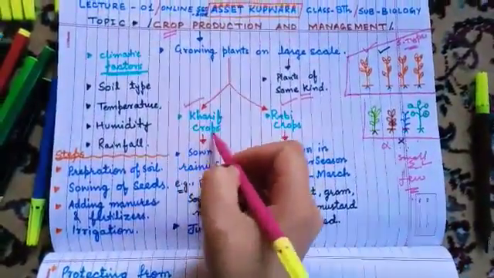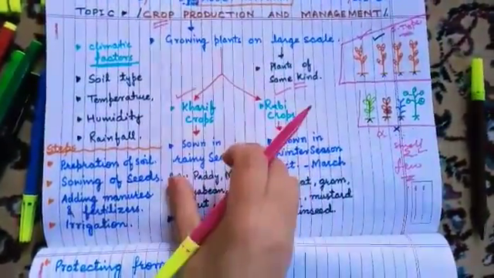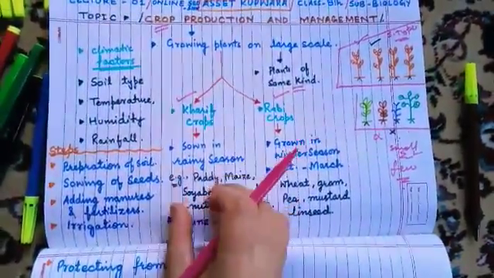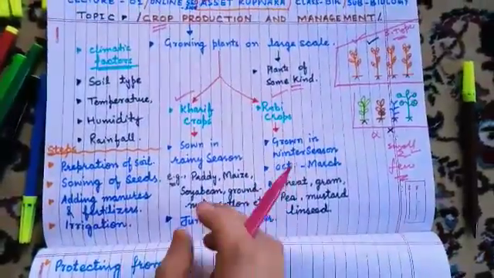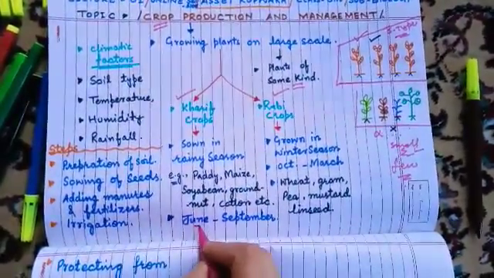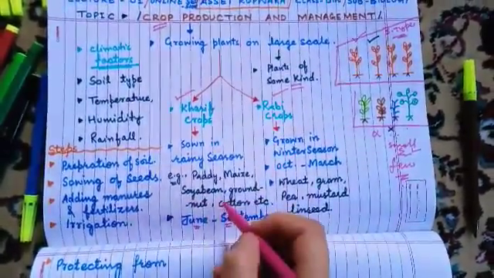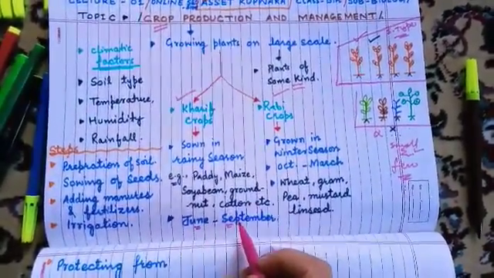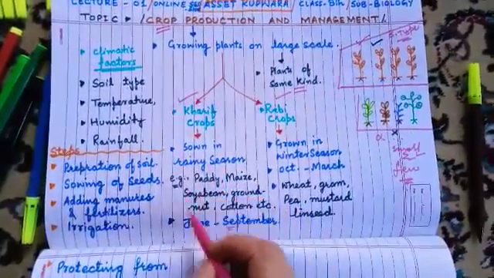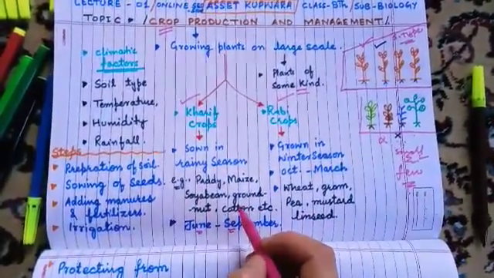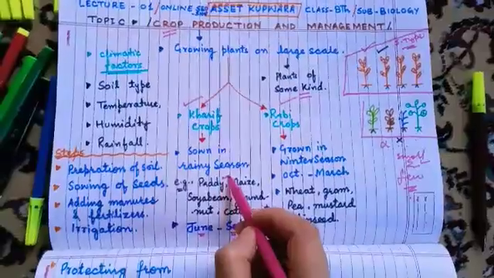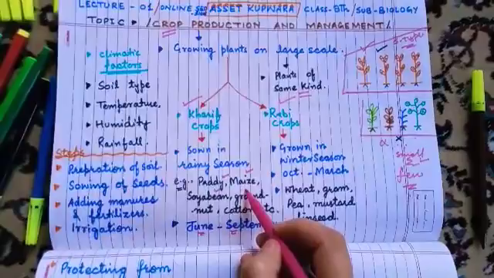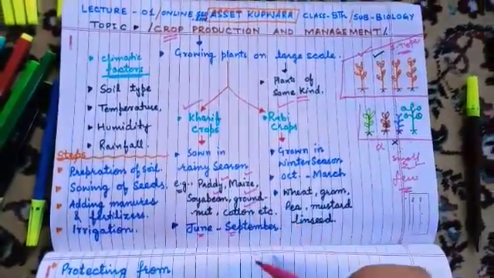Now we'll see here, Kharif crops are those crops which are sown in rainy season. The seeds of Kharif crops are sown in rainy season. It starts from June to September. We are talking about India, and in India the rainy season starts from June to September, and the seeds of all these plants are sown in this season. Paddy is an example of Kharif crop, maize is an example of Kharif crop, soybean is an example of Kharif crop, groundnuts and cotton, etc.